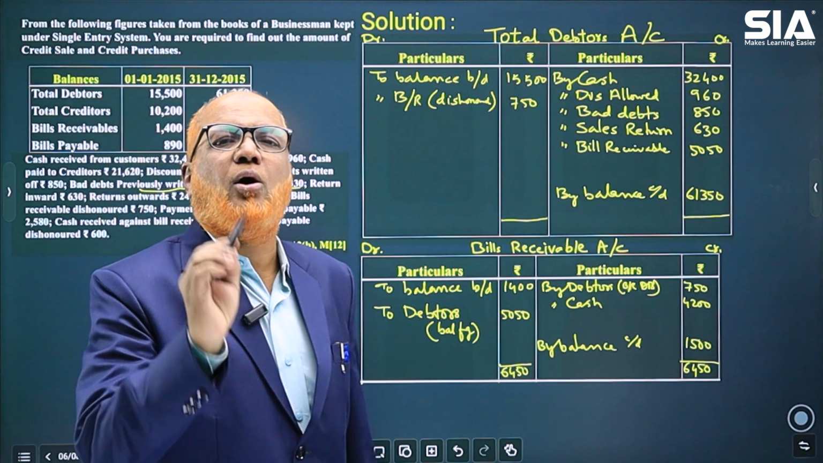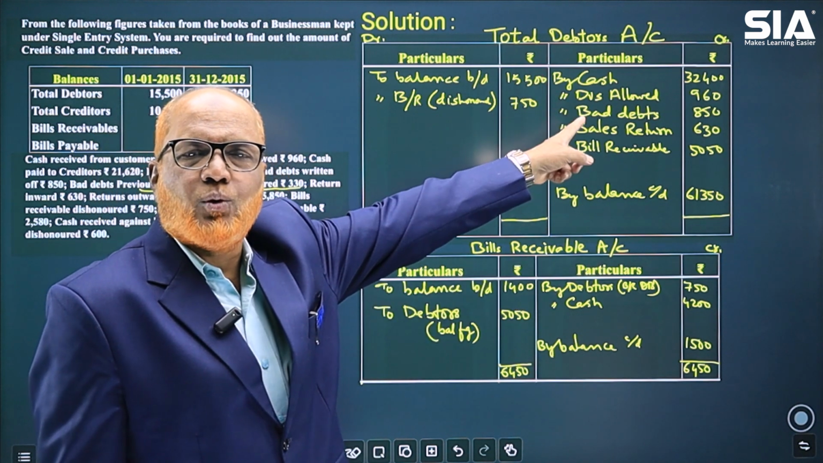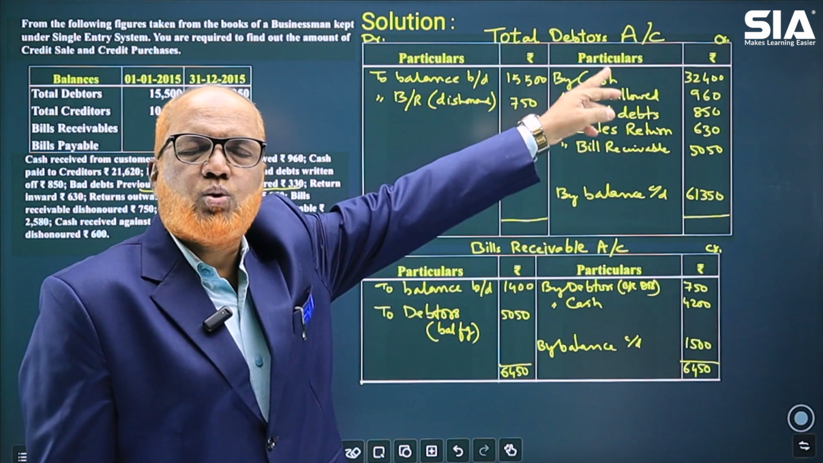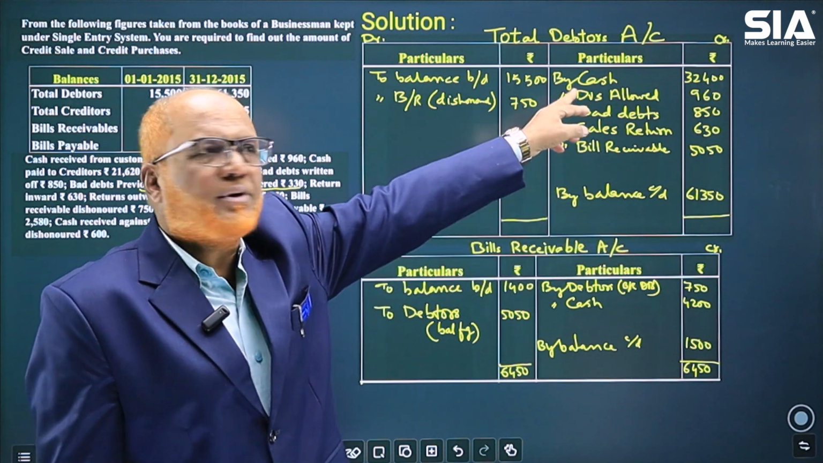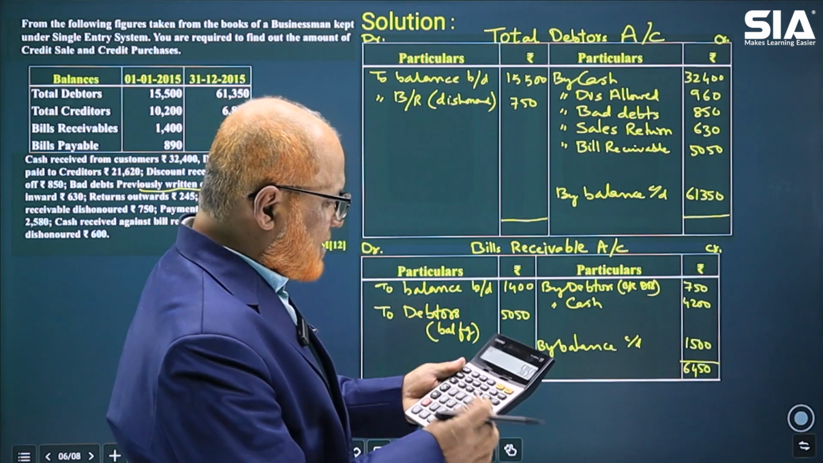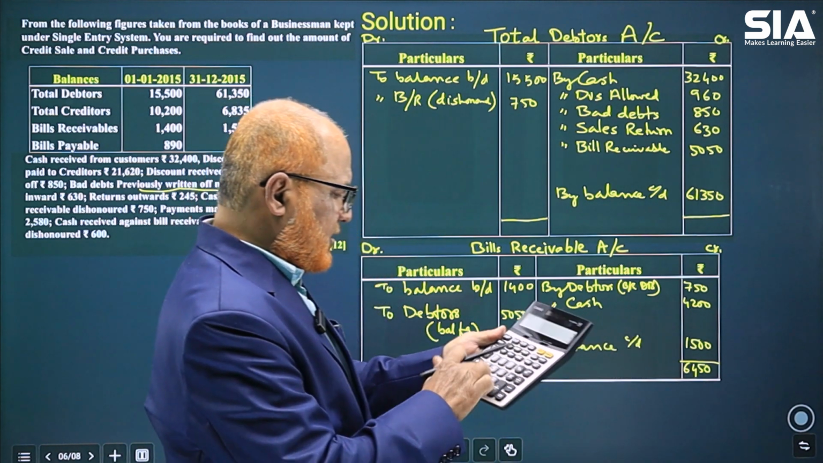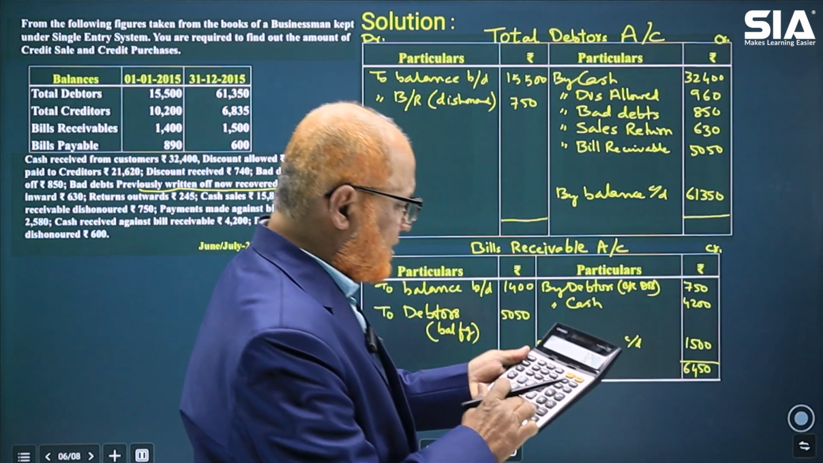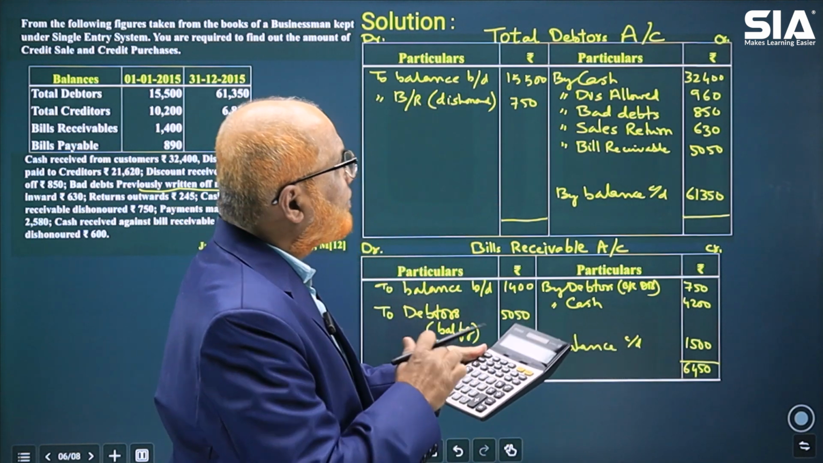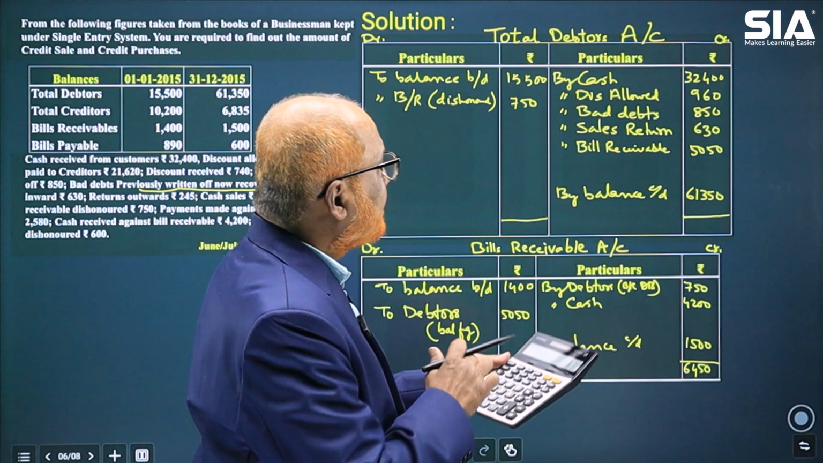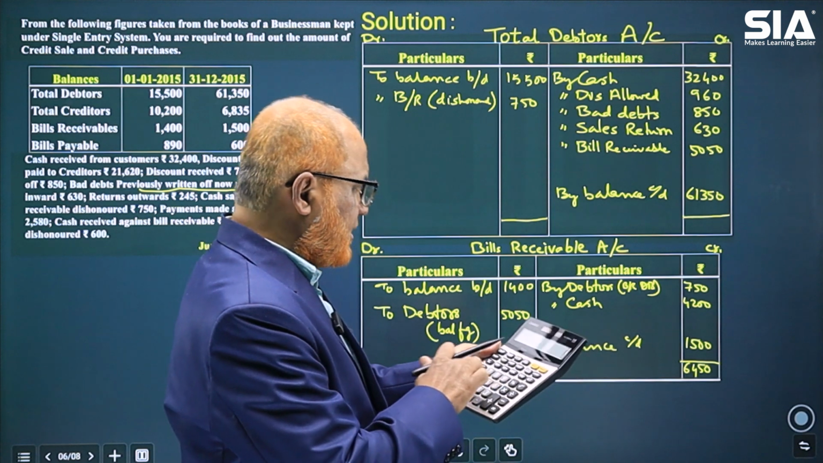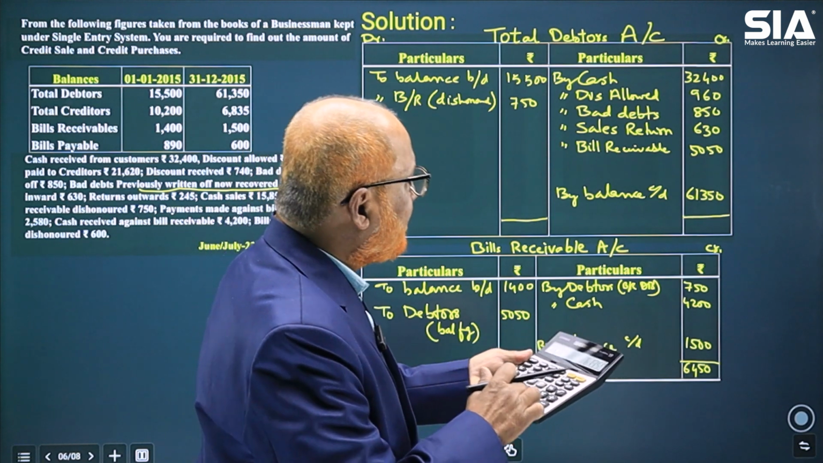Finally, we can find out how much are the credit sales from total debtors account. Balancing figure is the credit sales. Take the total on the credit side and subtract the debit items, we'll get the credit sales. Now come to the credit side. What are the items there? 32,400 plus 960 plus 850 plus 630 plus 5,050 plus 61,350.